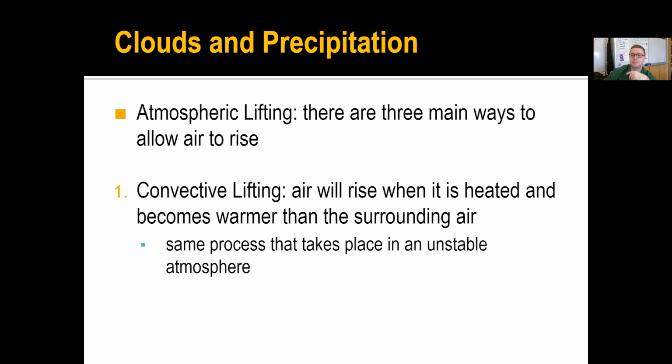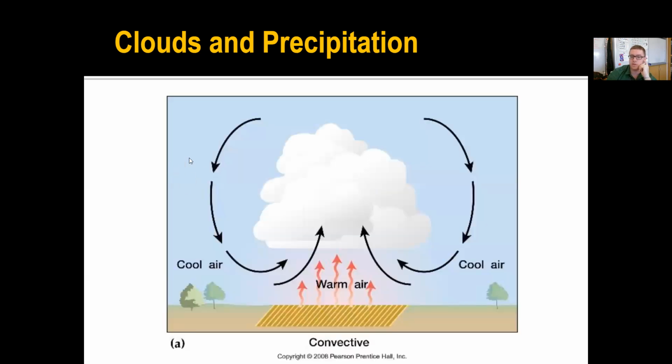This is the same process that takes place in an unstable atmosphere, and this is a picture. If you have some part of the ground that is radiating energy, warming the air around it, that air is going to rise, hit a cooling point, and condense into a cloud. Surrounding it on the outside, we get the development of this convection cell where colder air begins to sink and then filters back in the middle. So we have two convection cells on either side of this. Cold air sinking, warm air rising.